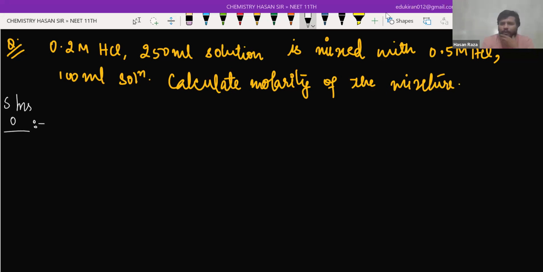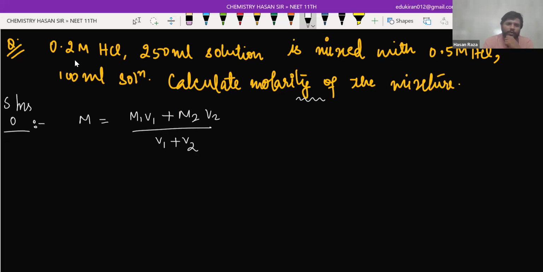See how you are going to do it. There is a formula for calculating molarity of a mixture: molarity of mixture is equal to M1V1 plus M2V2 divided by V1 plus V2. Now you just need to recognize which one is M1 and which one is M2.